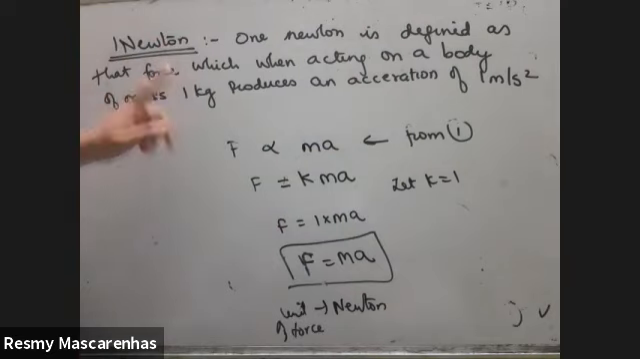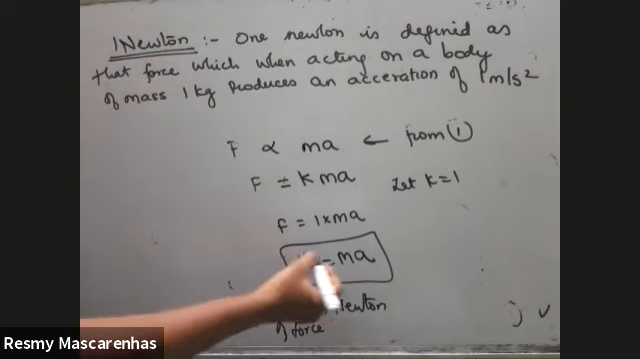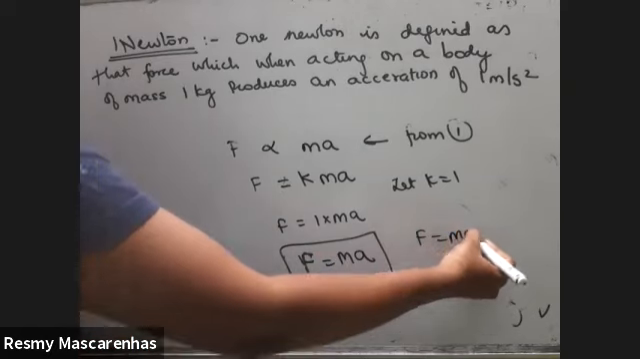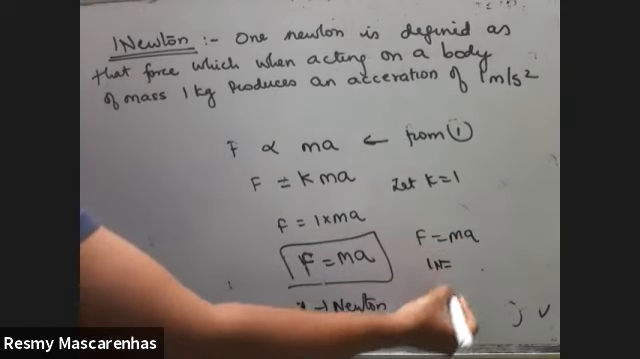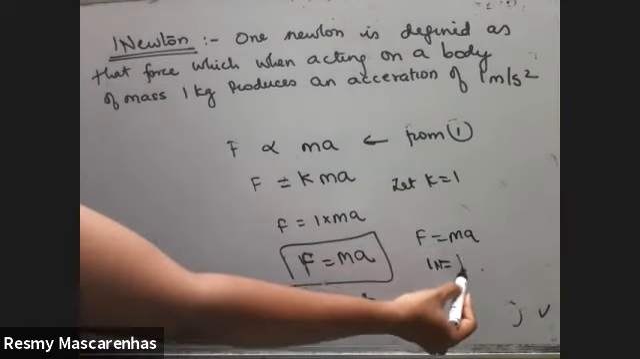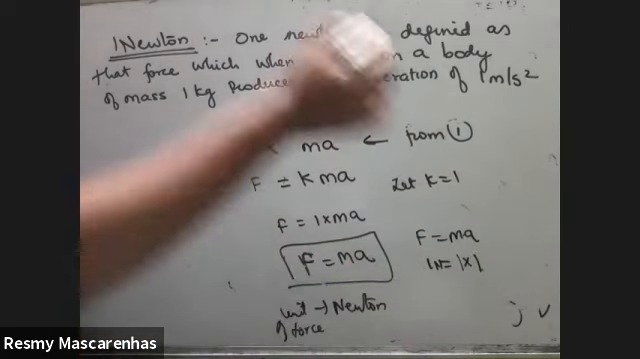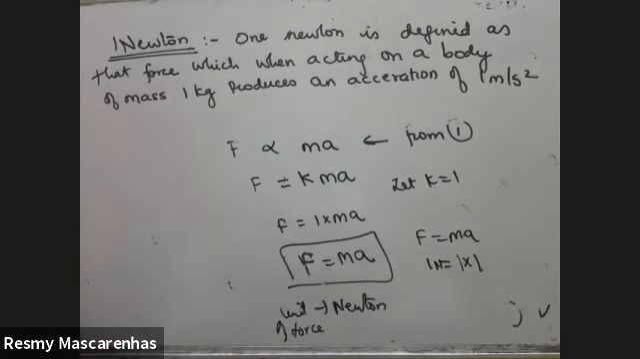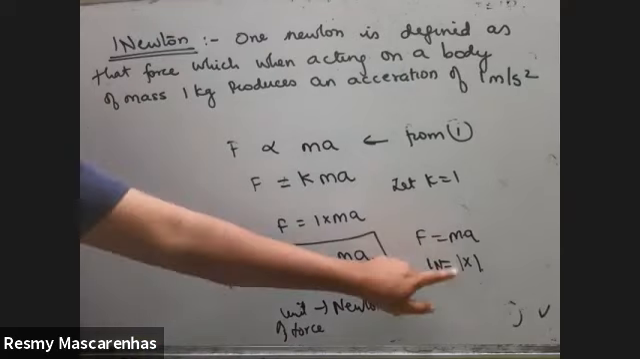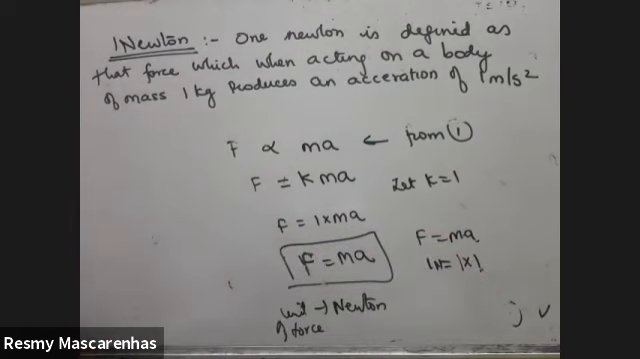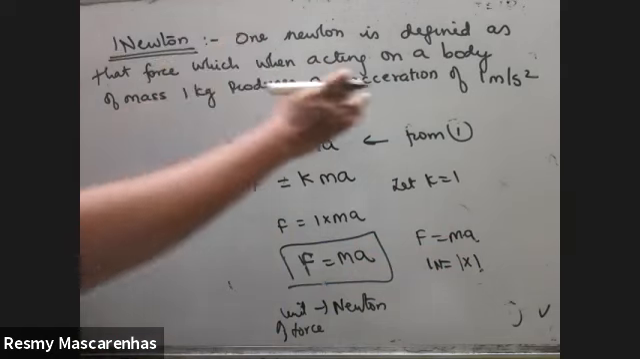See, what is 1 Newton? You get 1 Newton when mass is also 1 and acceleration is also 1. 1 Newton is nothing but that force which, when acting on a body of mass 1 kg, produces an acceleration of 1 meter per second square.